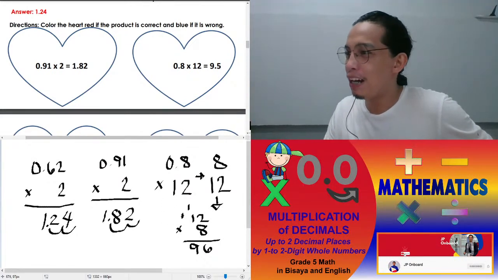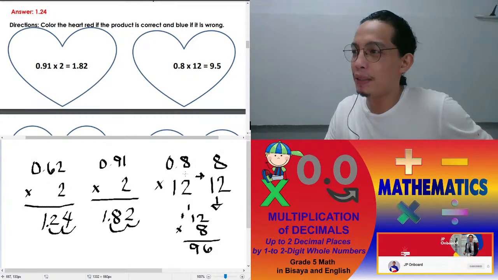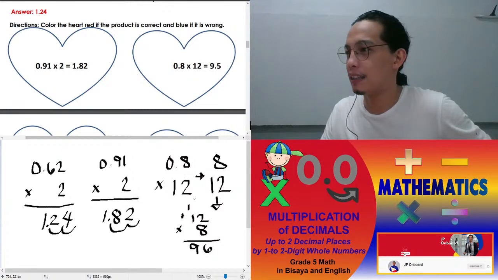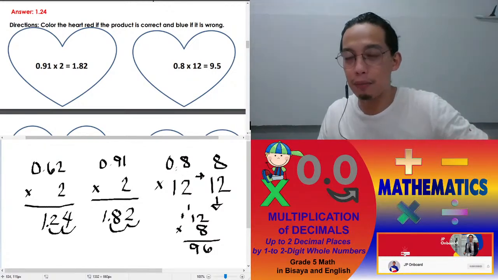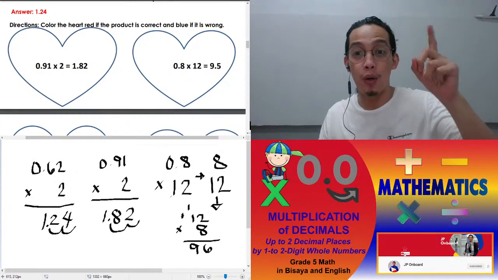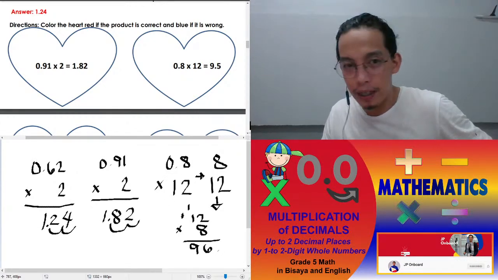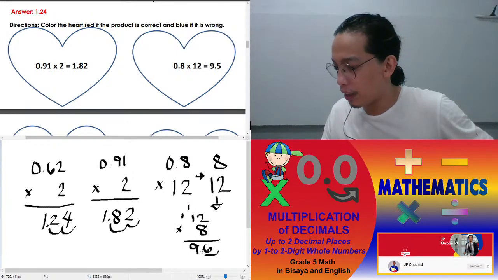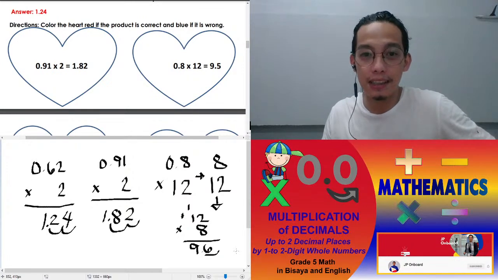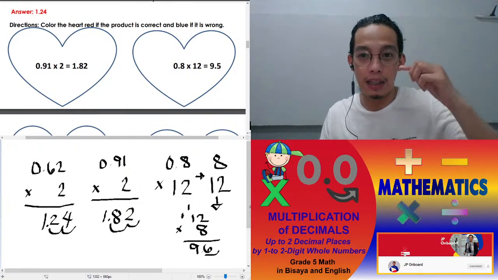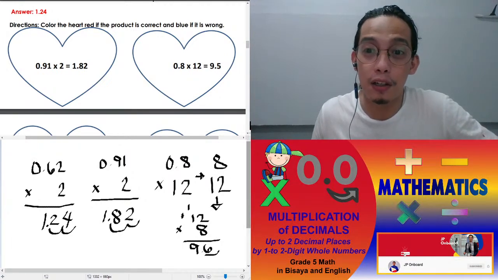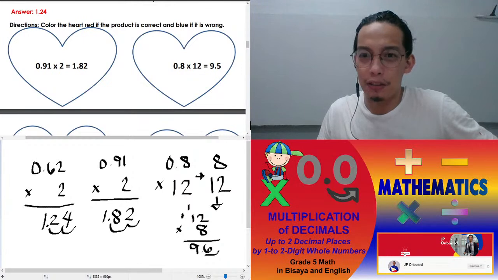And then we count the number of decimal places sa atong original na equation. Our original equation has 0.8, we have one decimal place. 12, we don't have a decimal place, so it only has one decimal place. So we start from here, 1. So it is 9.6. The answer is 9.6. So the equation here is wrong, so we will shade it with the color blue. Okay? So that's how you do it.